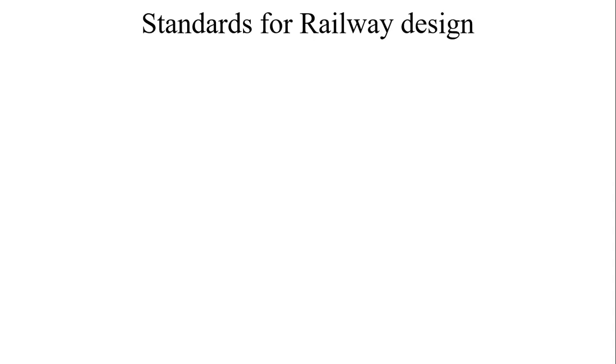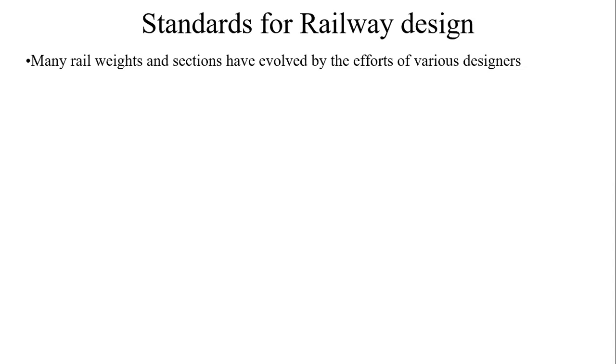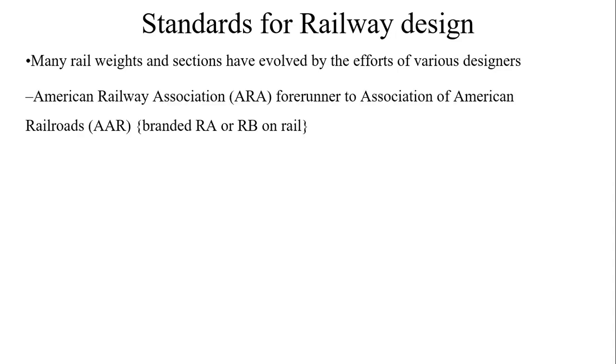Railway design has no single standard. Universally, there are many standards, as compared to the building code design where we have ACI. So the railway has different standards. Why? It's because many weights and sections have evolved by the efforts of various designers.